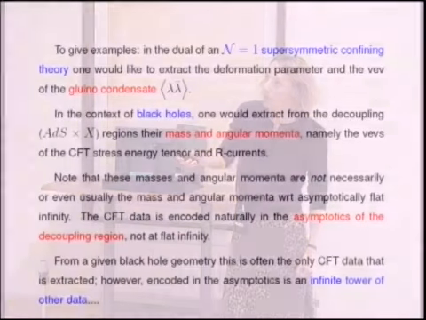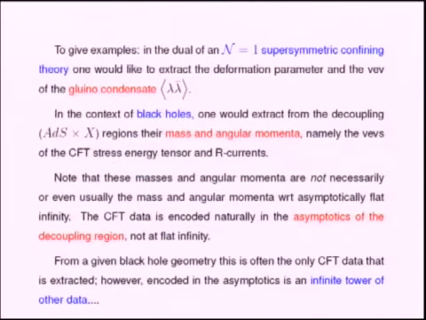Now, again, this kind of discussion should speak to people who are doing discussions of black holes, because for people studying black holes, this is often the only CFT data that they give, just the mass and the angular momentum. But actually, there's an entire tower of conformal field theory data, which is encapsulated in this geometry.